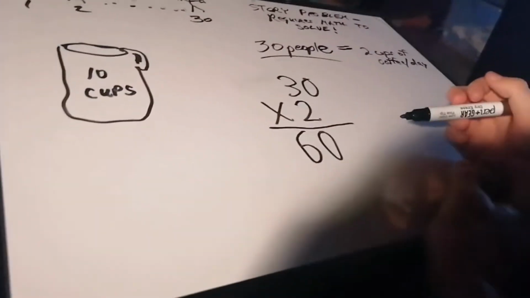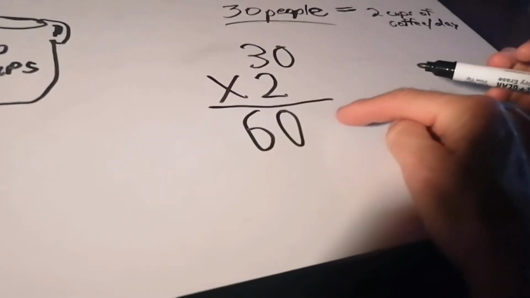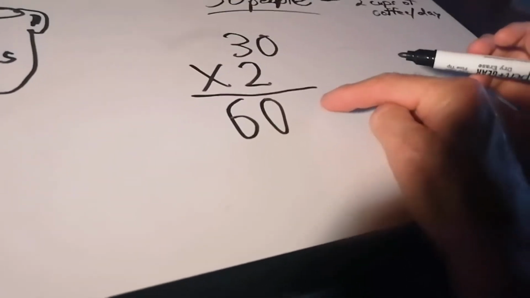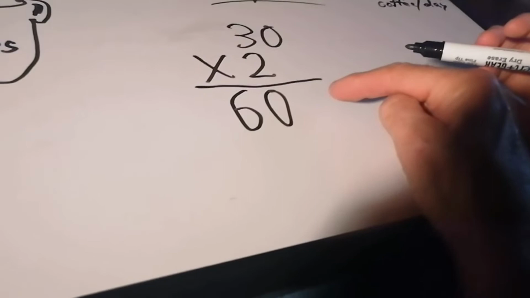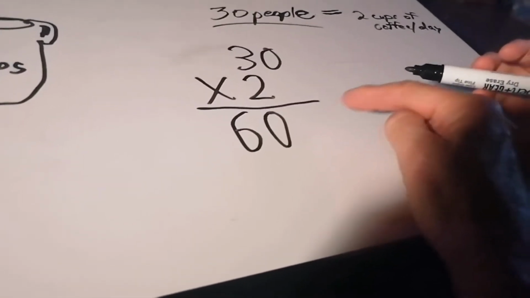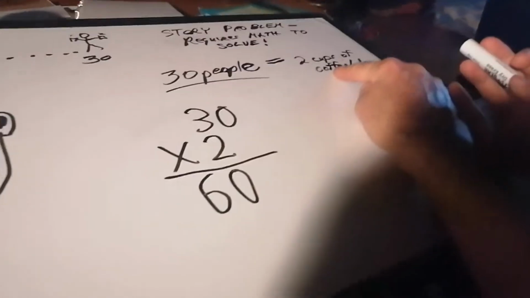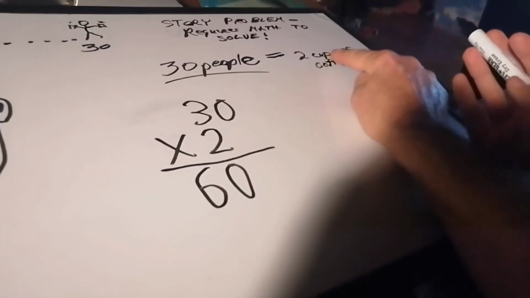What's the total number of coffee? 60 what? Are we talking about 60 miles? Are we talking about 60 cans of Coke? No. What are we talking about? 2 cups of coffee a day.